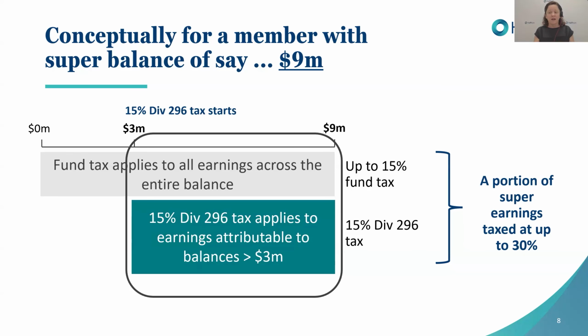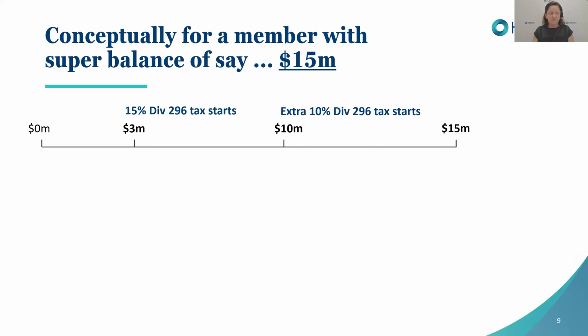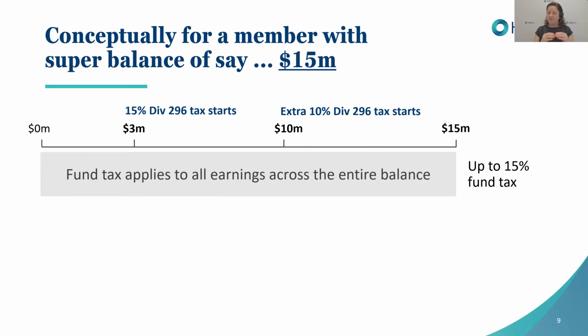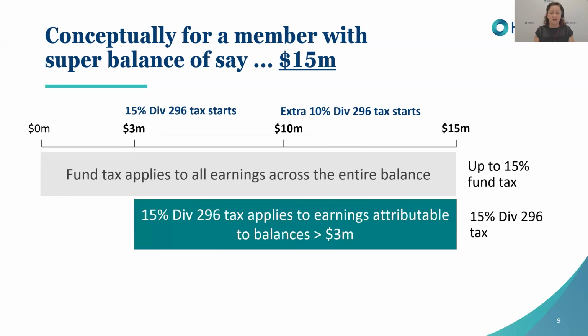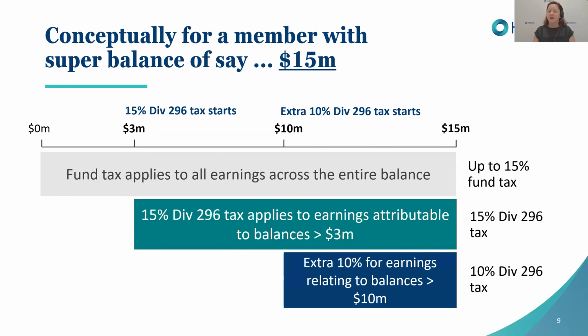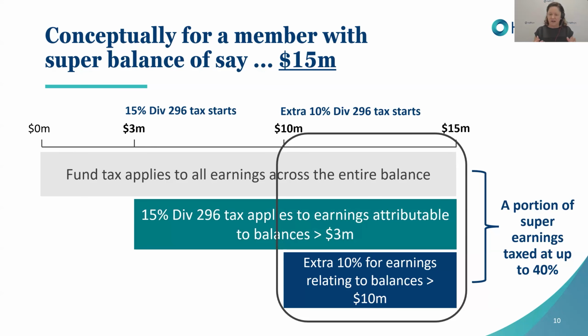As I said, a lot of people aren't paying the 15% tax because they're in pension phase in the first place. If it's someone with $15 million in super, then again, they're paying their normal up to 15% fund tax on the earnings across their entire balance. They'll then have an extra 15% Div 296 tax based on their earnings that are attributable to the balance in excess of 3 million, and then another 10% tax attributable to their earnings in excess of the $10 million threshold. So for them, it's a headline rate of earnings at up to 40%. But of course, just a portion of their super earnings is being taxed at the 40%.